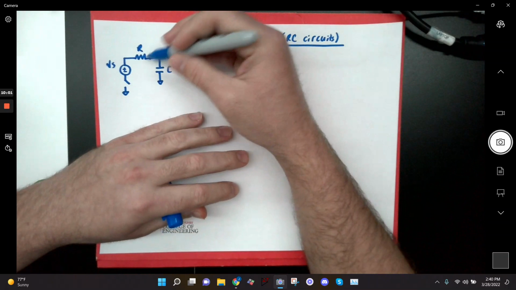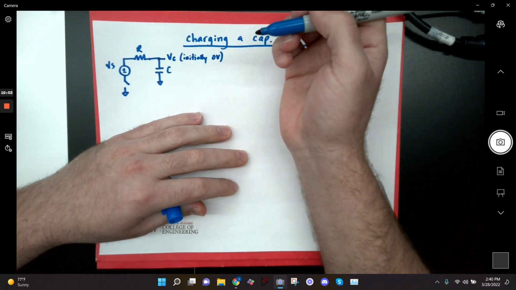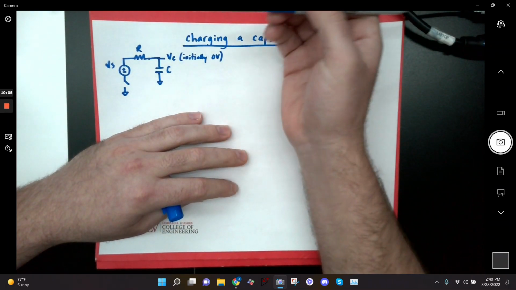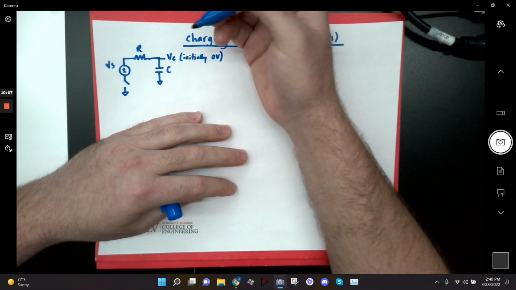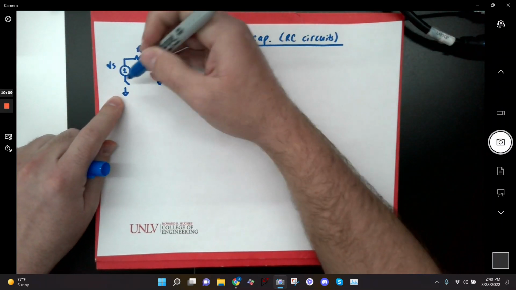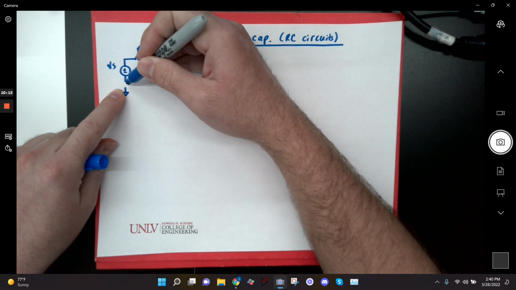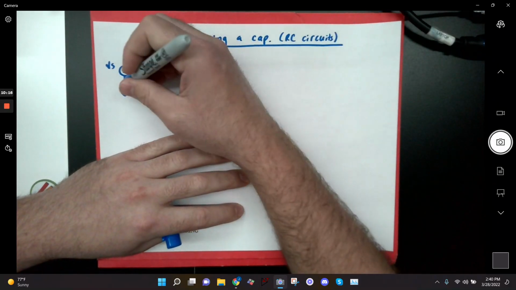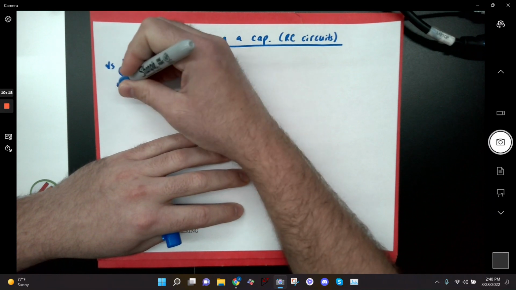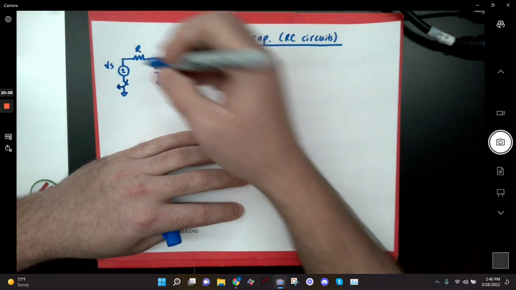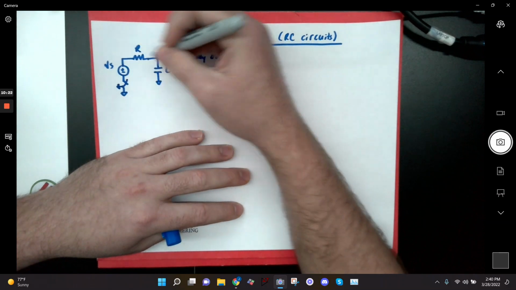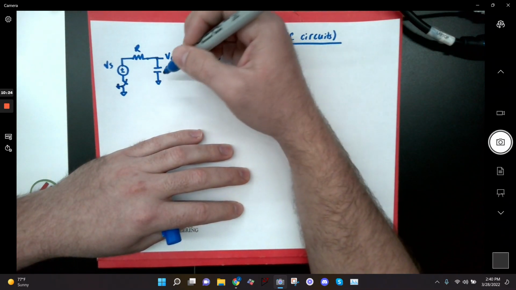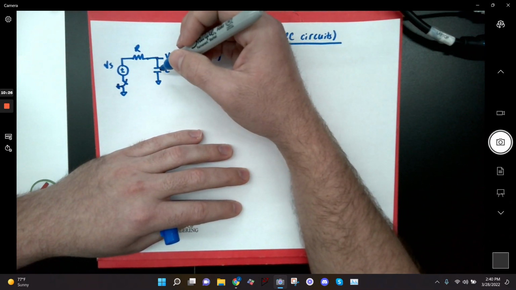Well, initially there's no current flowing in the circuit, right? And if there's no current flowing in the circuit, then the capacitor can't charge. The reason there's no current flowing is because there's an open right here when this switch is open. Okay, so let's say at some time I'm going to close this switch. And now I've got a complete circuit here where current will start flowing and start charging the capacitor.